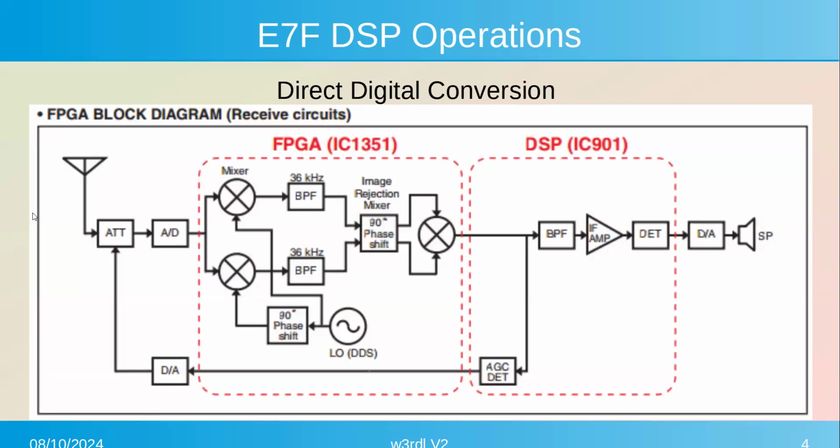This is an actual circuit of what the receiver in an ICOM 7300 is: 2 chips. The RF signal goes straight into the A to D, and then it's processed digitally until you get to the audio output.